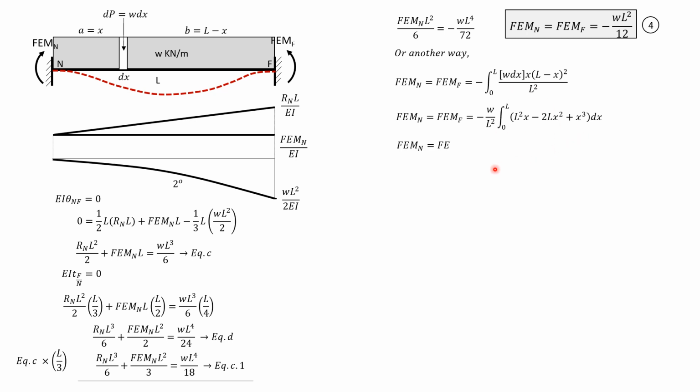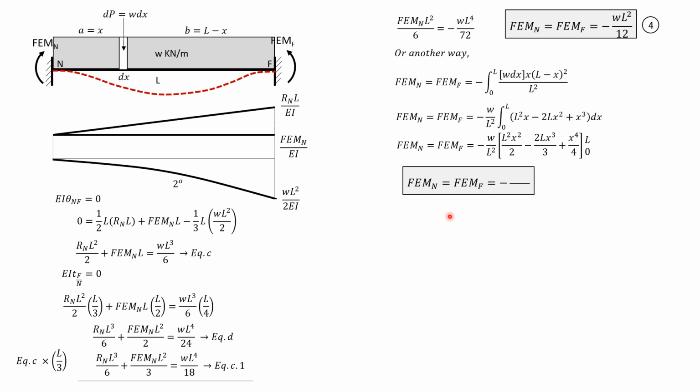So integrating, fixed moment near equals fixed moment far equals negative W over L square times L square x square over 2 minus 2Lx cubed over 3 plus x to the 4th over 4, 0 to L. After we substitute the lower limits, everything would be 0. So they are like terms, 1/2 minus 2/3 plus 1/4 L to the 4th divided by L square. So that becomes negative WL square over 12. So fixed moment near equals fixed moment far equals negative WL square over 12. So we have the same result.